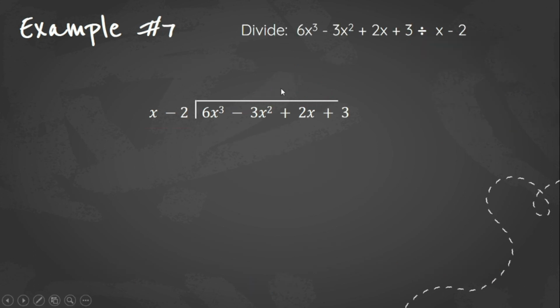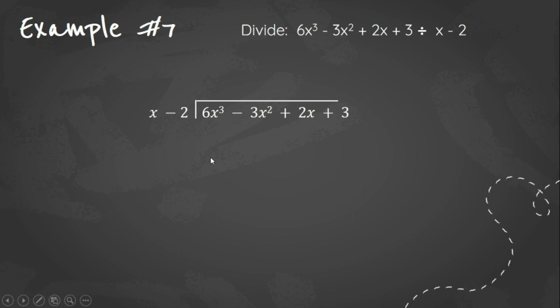Now, let's have another example. So we have 6x cubed minus 3x squared plus 2x plus 3 divided by x minus 2. Kung mapapansin nyo, we have multinomial also here and then we have binomial as our divisor. Naka-arrange ba siya, yung first step natin? Yes. So we have here cube, squared, and 1 doon. So arrange na siya.